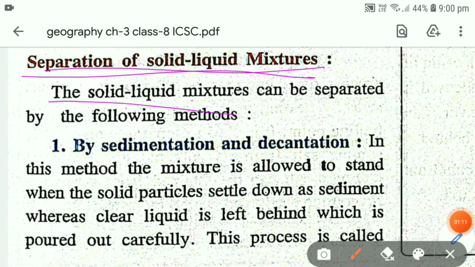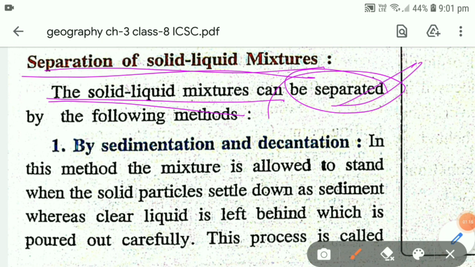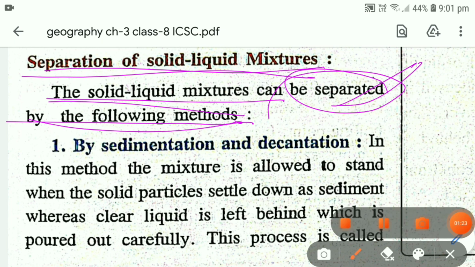See, the solid to liquid mixtures can be separated by the following methods. So we are going to study the methods to separate solid to liquid mixtures. Okay, what are solid to liquid mixtures? The mixtures in which we have solid particles as well as liquid particles. For example, sand in water. Sand is a solid particle and water is a liquid particle. Then we have sweet water, that is sugar and water. Sugar is a solid particle, water is a liquid particle.